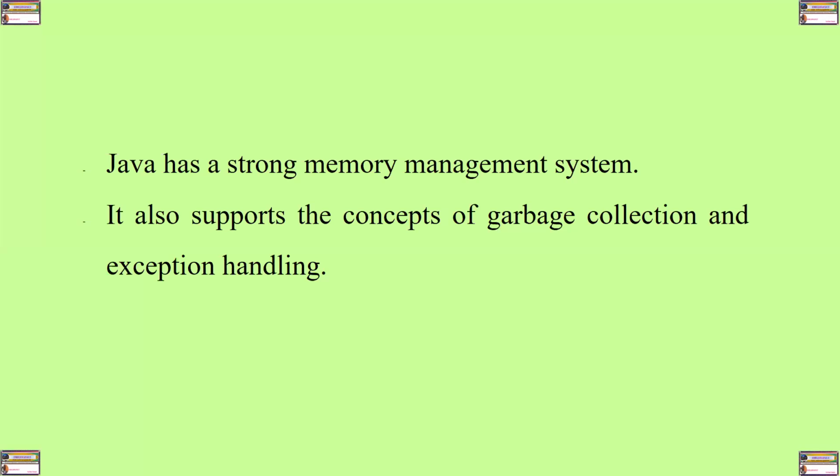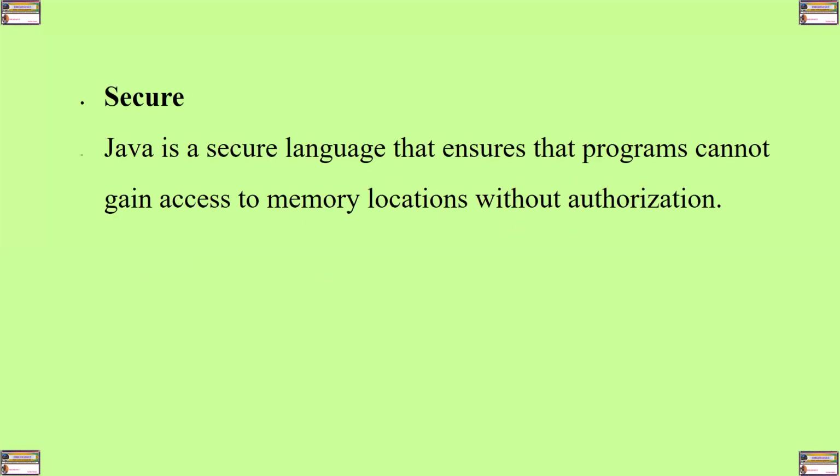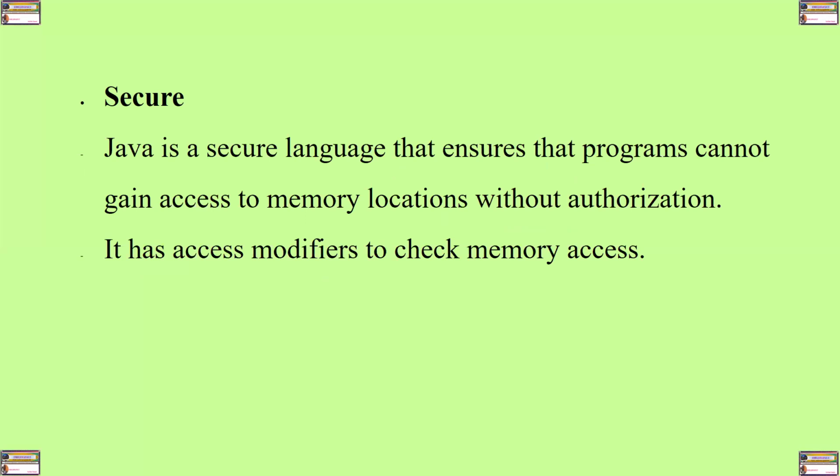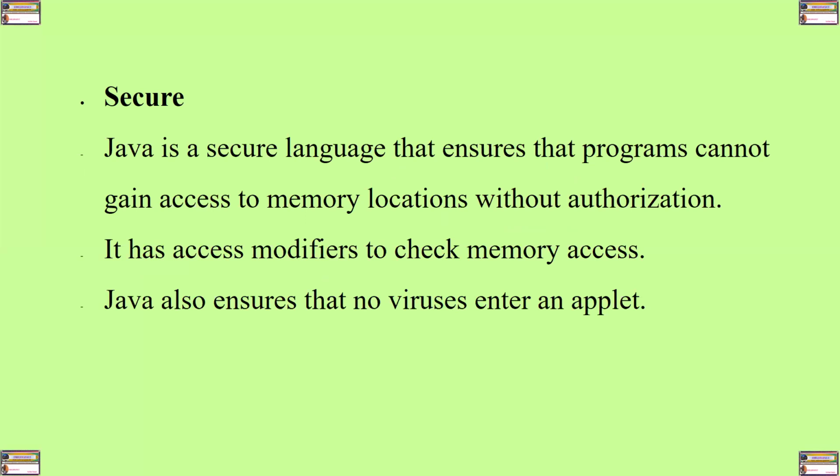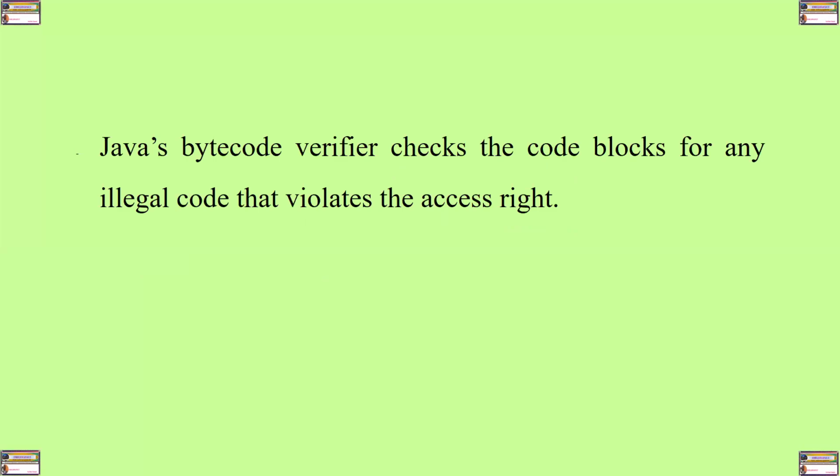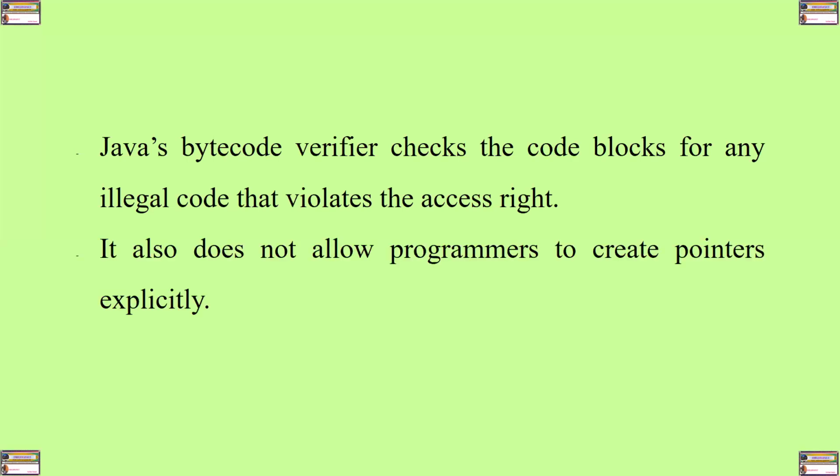Java has a strong memory management system. It also supports the concepts of garbage collection and exception handling. It is also secure. Number 13, Java is a secure language that ensures that programs cannot gain access to memory locations without authorization. It has access modifiers to check memory access. Java also ensures that no viruses enter an applet. Java's bytecode verifier checks the code blocks for any illegal code that violates the access right. It also does not allow programmers to create pointers explicitly.